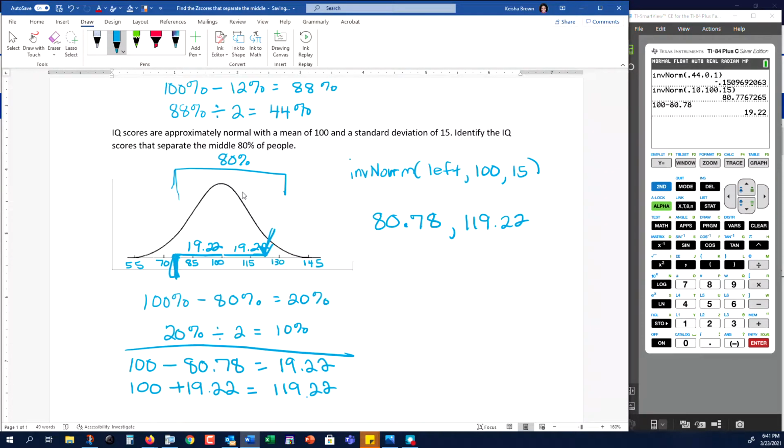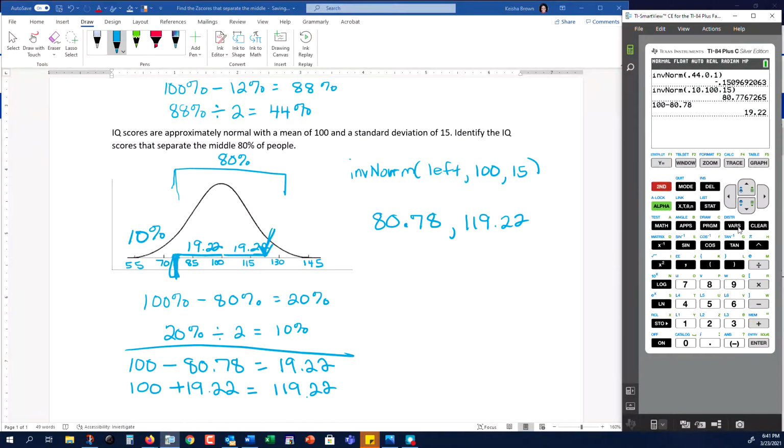So we know that 80% of the data was in the middle. We found out that 10% of the data was on the left. So how much of your total data is on the left of this particular spot? 90%. So you could go to second vars, inverse norm. How much of your area is on the left? 90%. Mean 100, standard deviation 15. There's our 119.22.